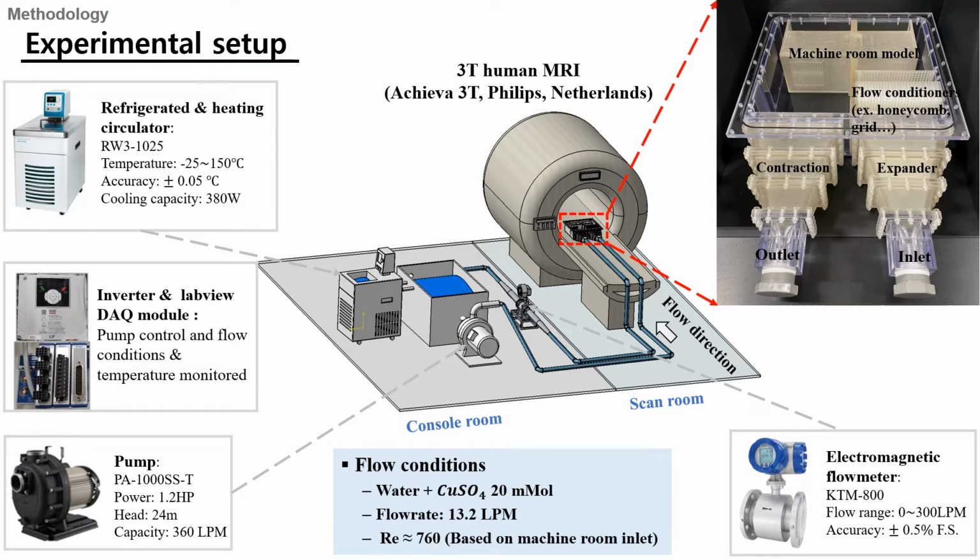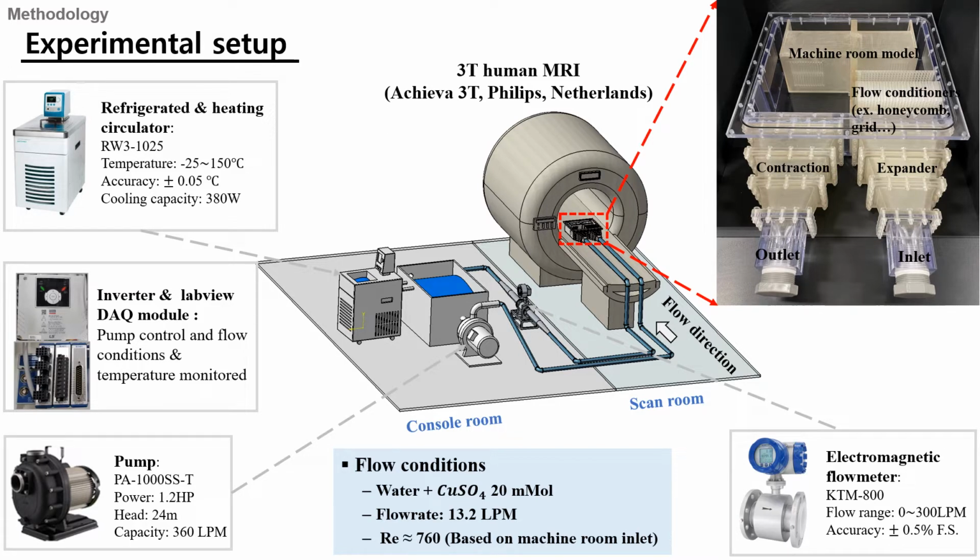Next, I will explain briefly about the experimental setup. This figure shows a closed-loop circuit including pump, electromagnetic flow meter, refrigerated and heating circulator, and data acquisition instrument. For this experiment, the phantom is a reservoir with a half-scaled-down machine room model placed inside the MRI scanner.